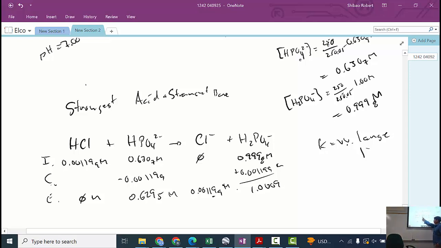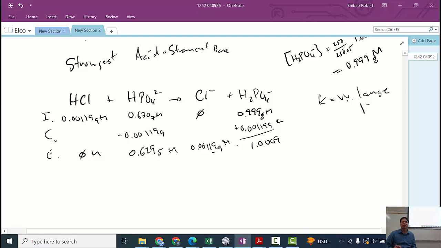Okay, so what happens is the buffer's working. The base component neutralizes any added acid, and the ratio changes a little bit. So we went from 0.6307 to 0.6295, and we went from 0.9998 to 1.00. But did it change much? Doesn't look like it changed much.